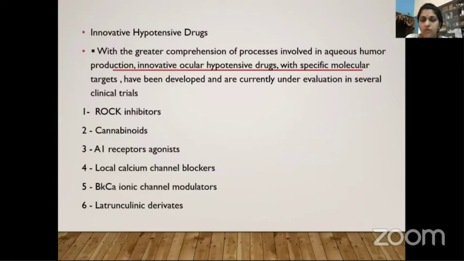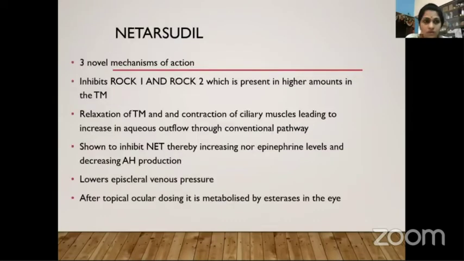as well. Recently we have got these ROCK inhibitors. The rest, as I mentioned here, are all in the trial phase. So Netarsudil is the one drug which we have to remember because it is a ROCK inhibitor and it is recently launched into the market. There are 3 main mechanisms of it. It's a ROCK1, ROCK2 inhibitor. Relaxes the trabecular meshwork, increases outflow.